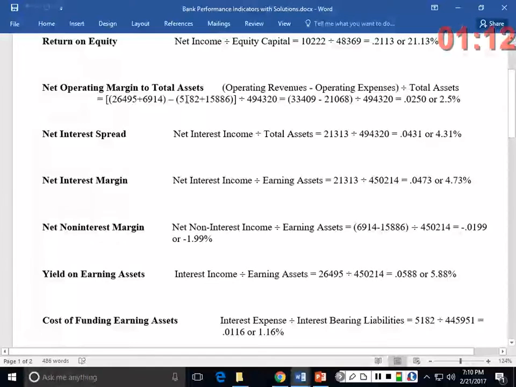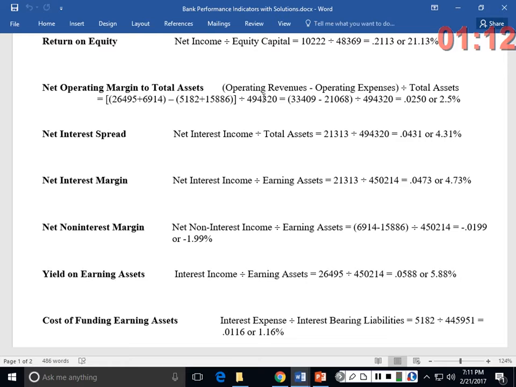Net operating margin to total assets. Notice this is operating revenues minus operating expenses. Operating revenues, that's the way the bank makes money, so that's going to be interest income plus non-interest income, minus operating expenses, which is interest expense plus non-interest expense, divided by total assets. So this bank has a net operating margin of 2.5%.